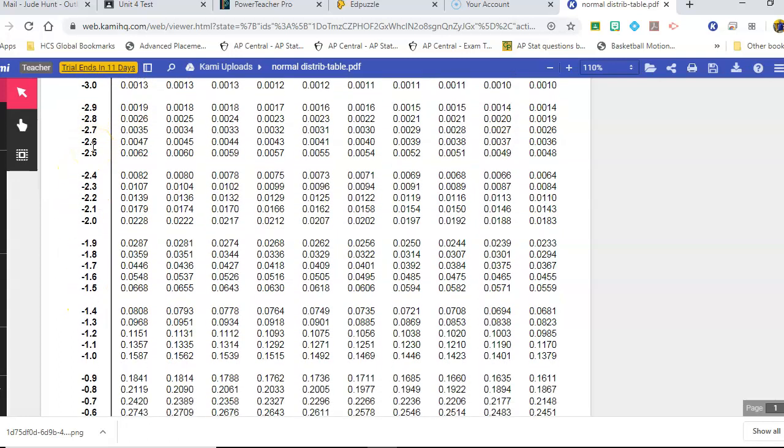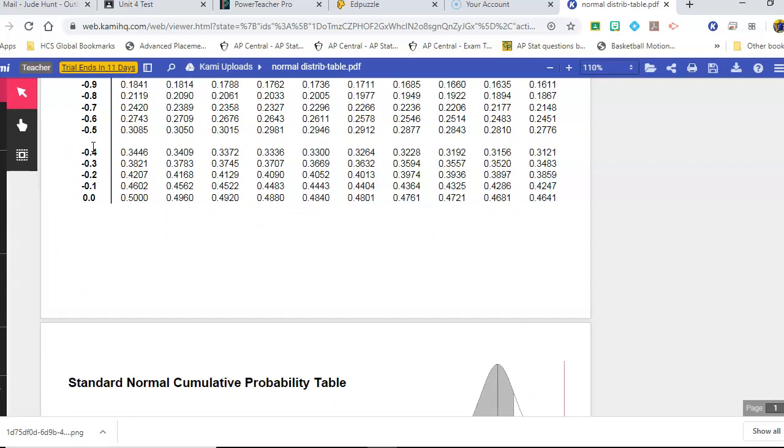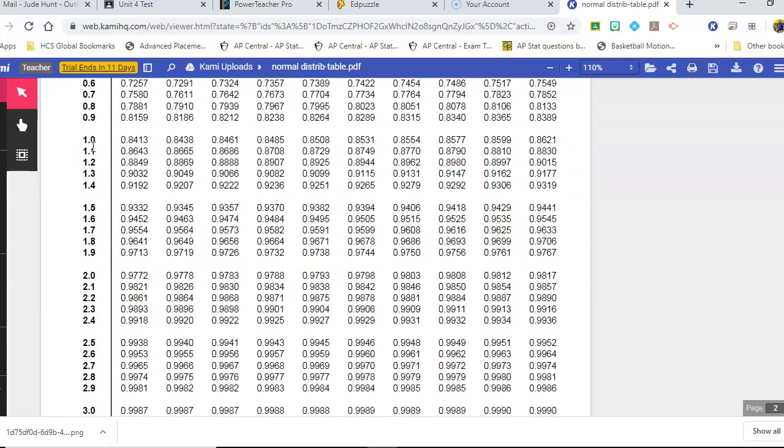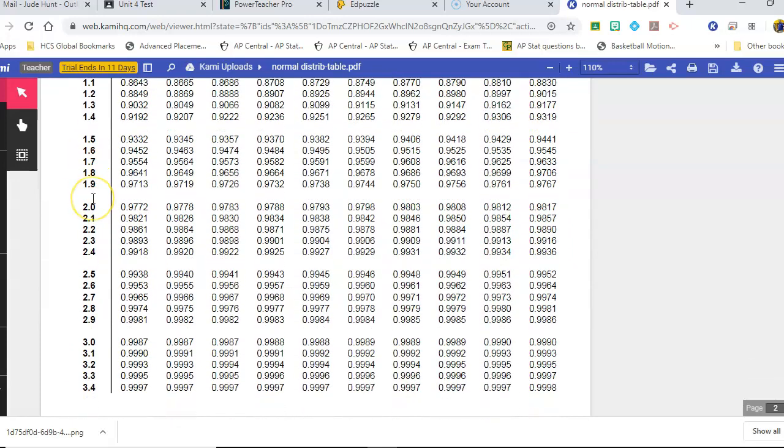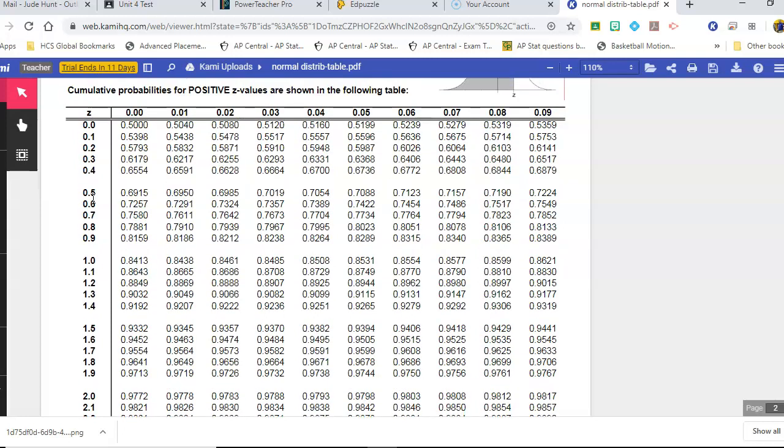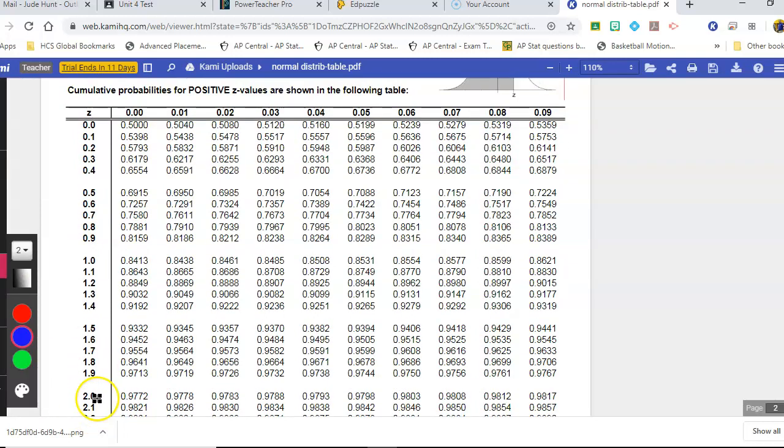Now you'll see on the first side or the first page of the negative values, we're looking at positive 2.0. So we're going to go to 2.0, and let's see if I can fit the whole thing in here. So 2.0 is right here in this row, and we want to find 2.06. So we're going to go up here to we got 2.0 here, and we're going to go to 0.06.